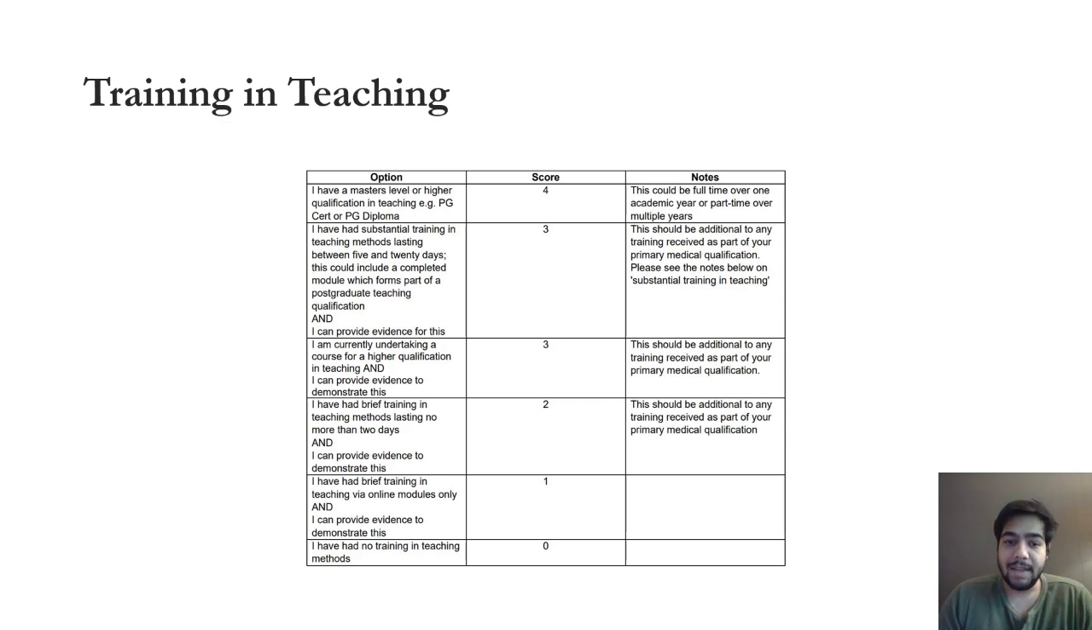And if you are undertaking a course for a higher education in teaching, such as a MSc or PG Cert, and you can provide the evidence, then you get a score of 3. If you have had brief training in teaching methods lasting no more than 2 days, then you get a score of 2. And if you have had brief training in teaching via online modules and you can provide evidence of this, you get a score of 1. And if you have had no training in teaching, you get a score of 0.